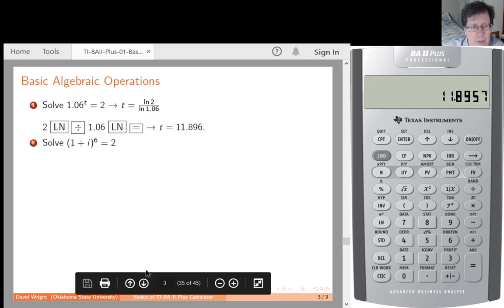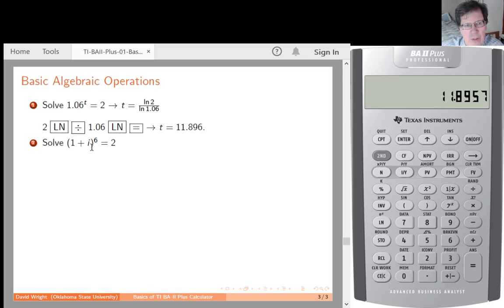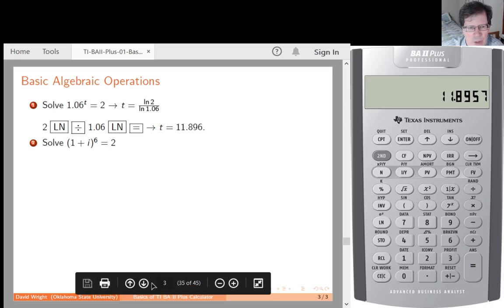Okay, let's do another one. Solve 1 plus I to the 6th equals 2. This will turn out to be an equation asking for the interest rate such that over 6 periods I double my money. And I don't have to use logs to do that. That's a straight algebraic calculation. All I have to do is take the 6th root. So the 6th root of 2 minus 1 will be I.